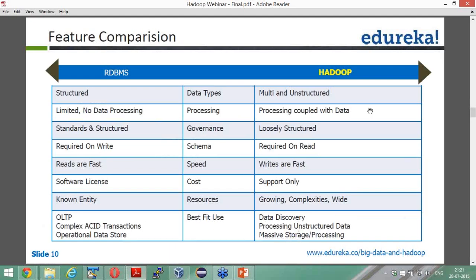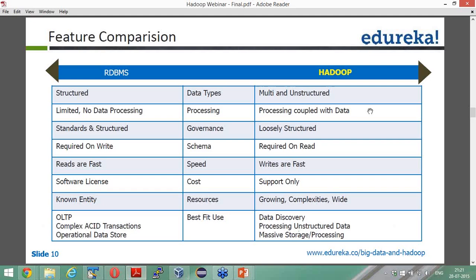In a way, you can compare RDBMS and Hadoop. I won't say directly comparing them is a nice way, but at least RDBMS stands a little near to it, so that it will give you clarity on what Hadoop is going to be. Data types: RDBMS can handle only structured data, but Hadoop can handle structured, unstructured, semi-structured, everything. Processing: here, processing will be coupled with the data.